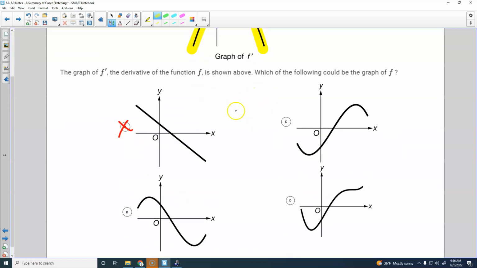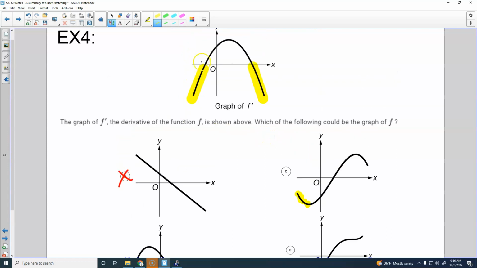derivative is negative. So, does B decrease on this first interval right here? No. Does C? Yes. Right? So we're kind of corresponding here. This right here is decreasing on the same x intervals here that this derivative is negative. Right here, I'm also decreasing, my derivative is negative.